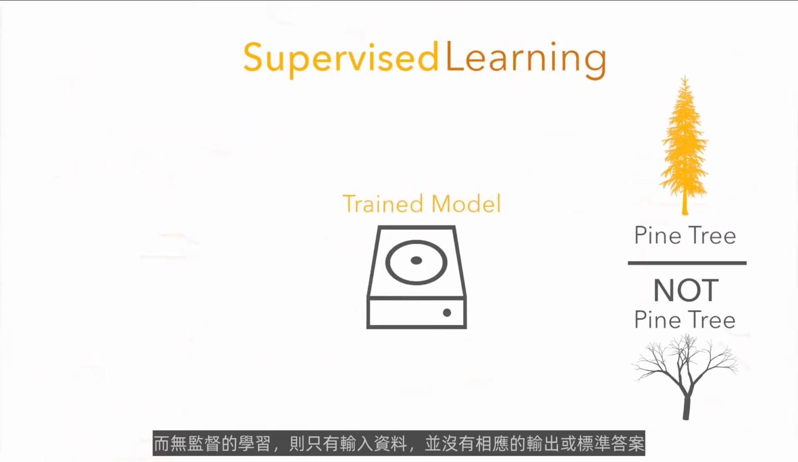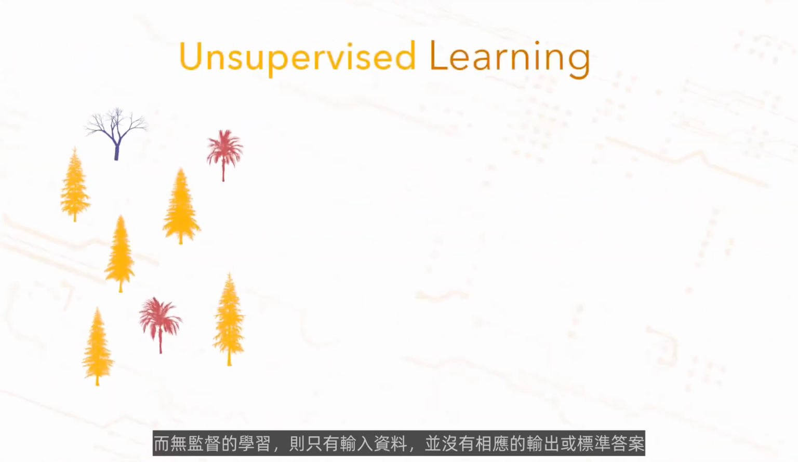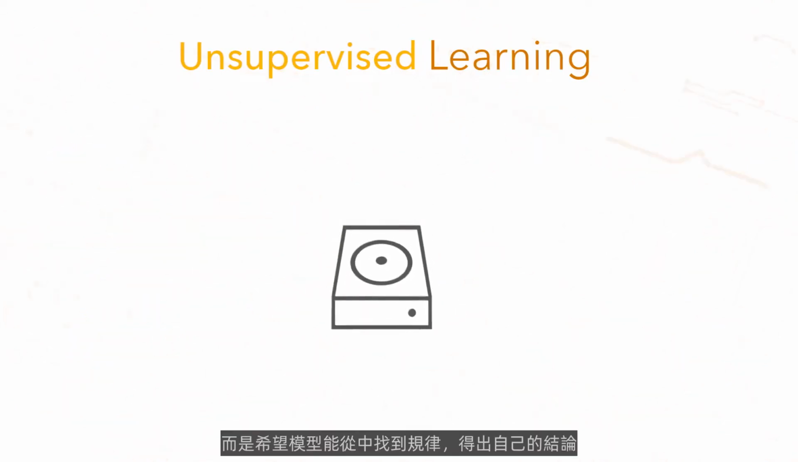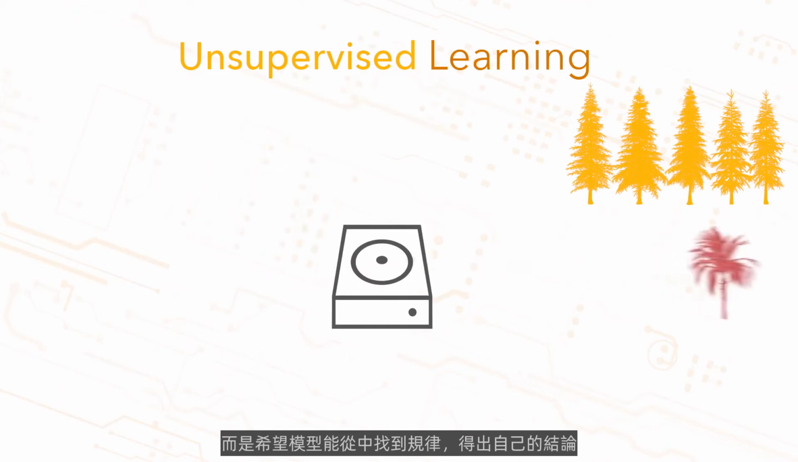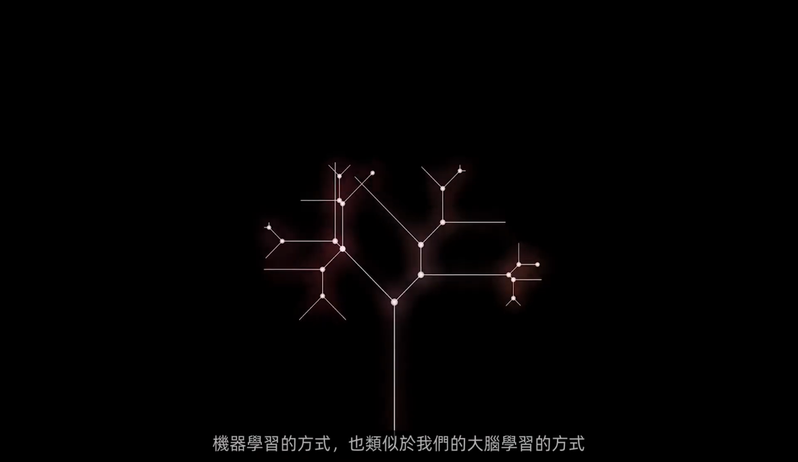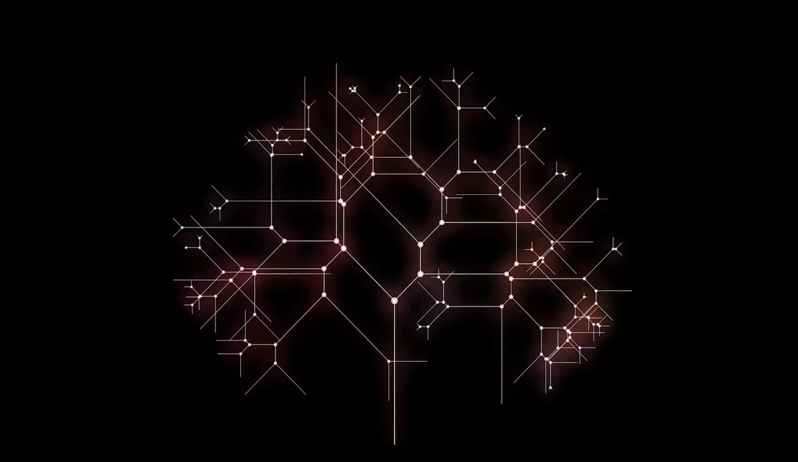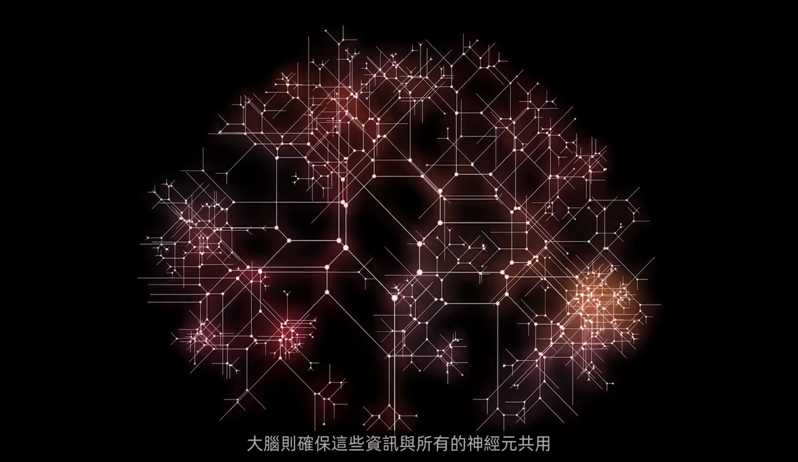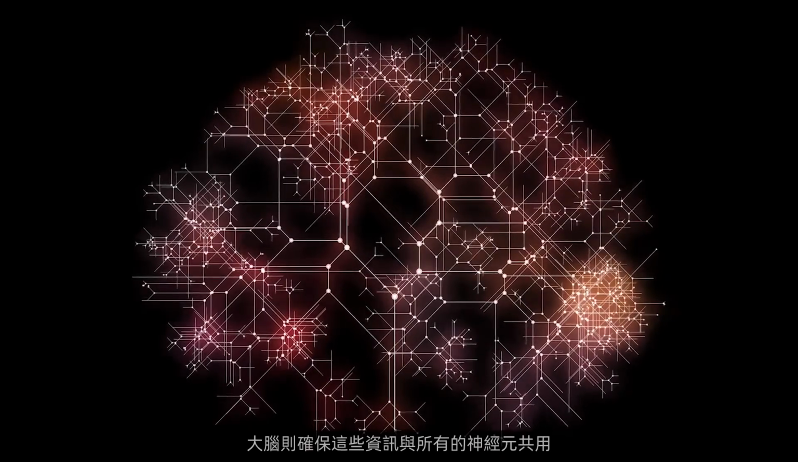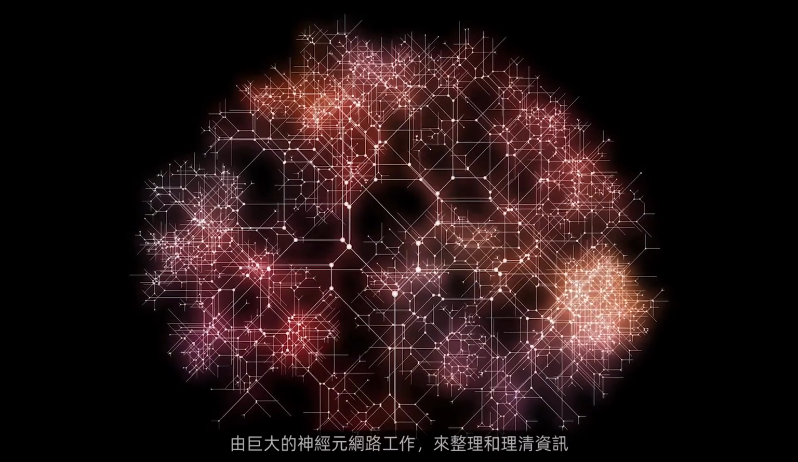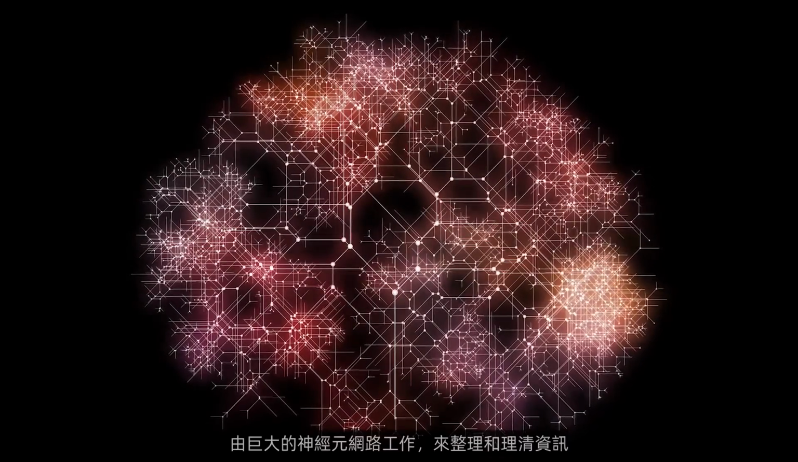With unsupervised learning, we only have input data and no corresponding output or ground truth. We are not telling the model what to learn, but want it to find patterns and draw its own conclusion. You can think of machine learning in a similar way to how our brains learn. The neurons receive input from the external world, and the brain makes sure that that information is shared with all the neurons to be called on when needed. When that information is required, an immense network of neurons work to sort out that information.